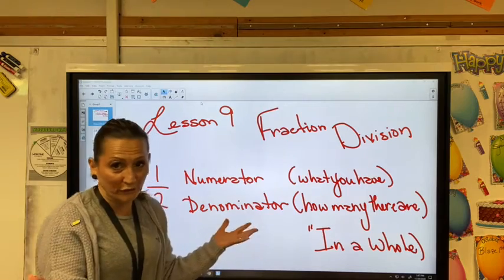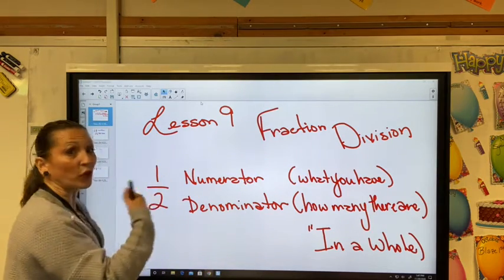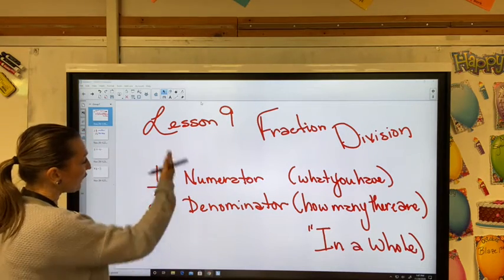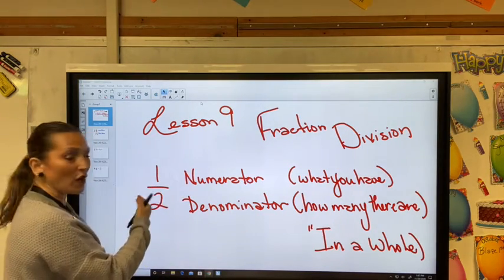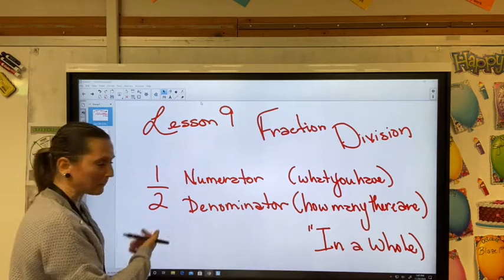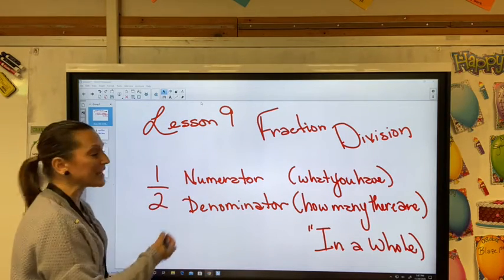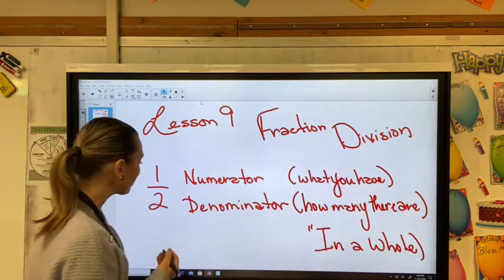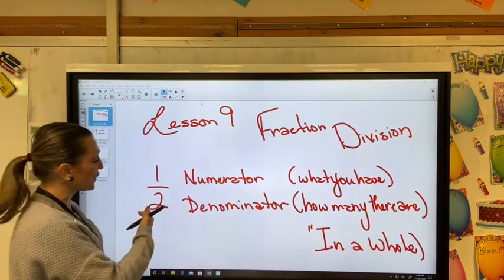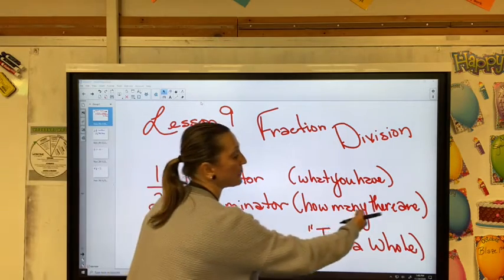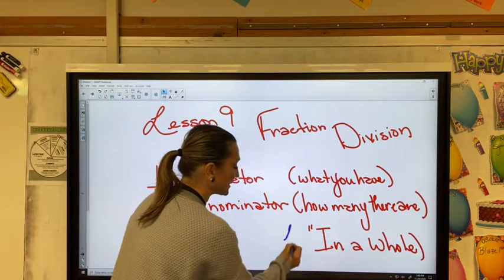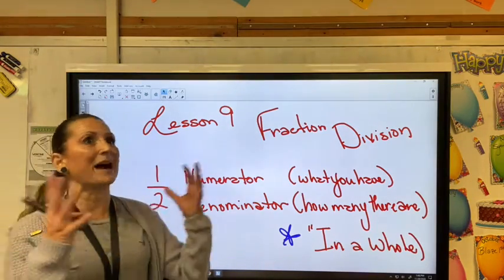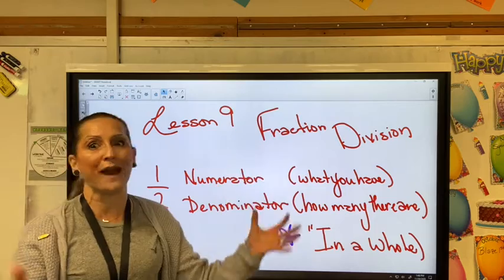So, of course, the first things we need to remember are that there are certain parts to a fraction. Of course, a fraction is a number that is over the top of another number. And that top number is the numerator, and that tells you what you have in a fraction. And then there's a bottom number, which is known as the denominator, and that tells you how many there are. And this is all based on the lovely concept of a whole. So before we even begin thinking about dividing fractions, we need to remember what fractions are.